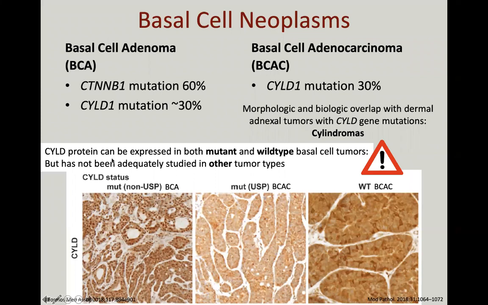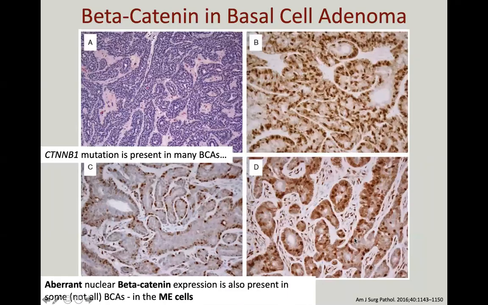CYLD protein can be expressed in both mutant and wild type basal cell neoplasms, as you can see here, but hasn't really been adequately studied in other tumor types, so I'm not really sure of the significance. I do sometimes use beta-catenin in basal cell neoplasms as aberrant nuclear beta-catenin expression can be present, especially in the peripheral myoepithelial cell layer of basal cell adenomas. And should be negative in your other tumors in this differential: adenoid cystic, polymorphous, PA. So sometimes we do use beta-catenin.